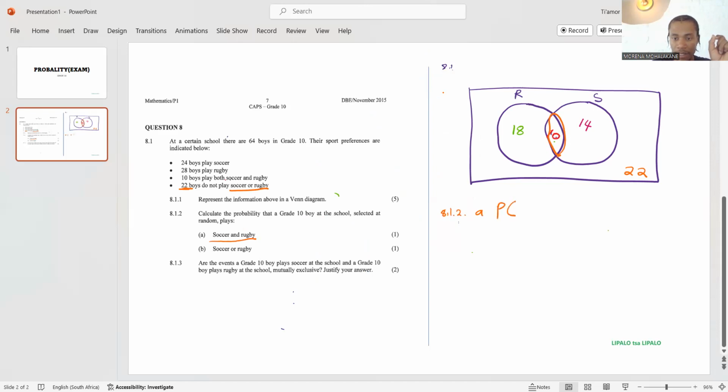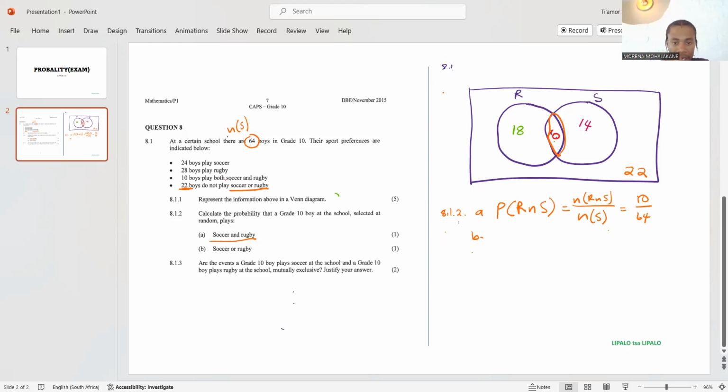8.1.28, we're gonna say the probability that Elena plays both rugby and soccer is equal to the number of the boys that play rugby and soccer, all over the total sample. So what do I mean when I say total sample? The total sample is the 64 here, right? So it's 10 all over 64. There we go. And then you have 8 B.